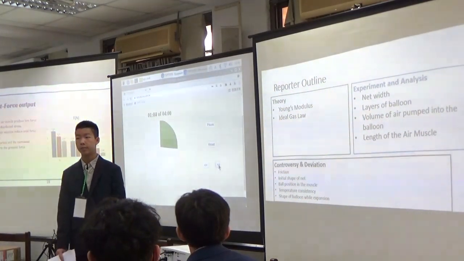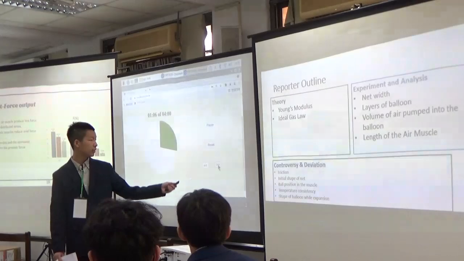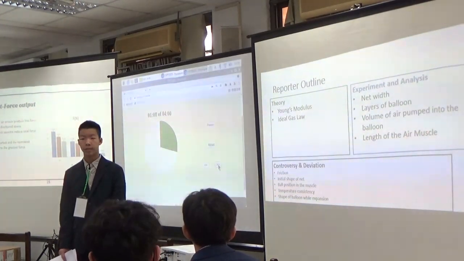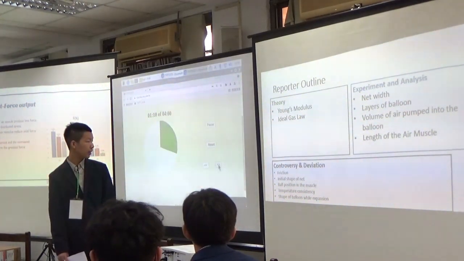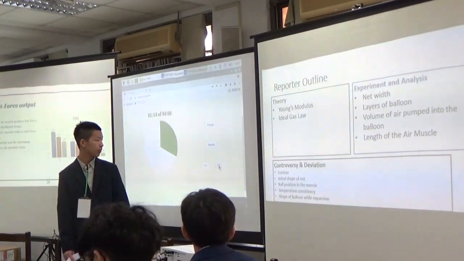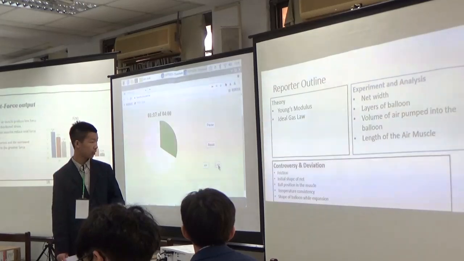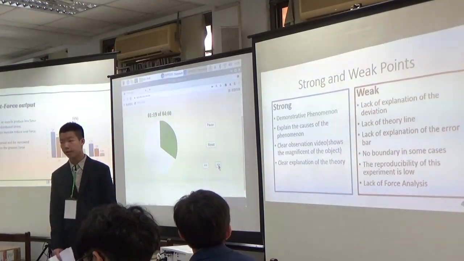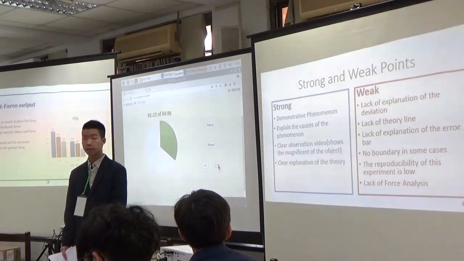However, there are some controversies and deviations in the experiment, like friction, and the initial shape of the net has to be measured, and the balloon position inside the muscle has to be in the center, and the temperature has to be consistent, and we also have to investigate the shape of the balloon, whether it will change or not. These are the strong and weak points of the reporter.